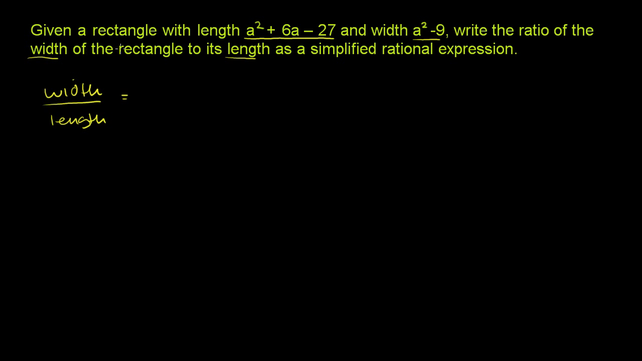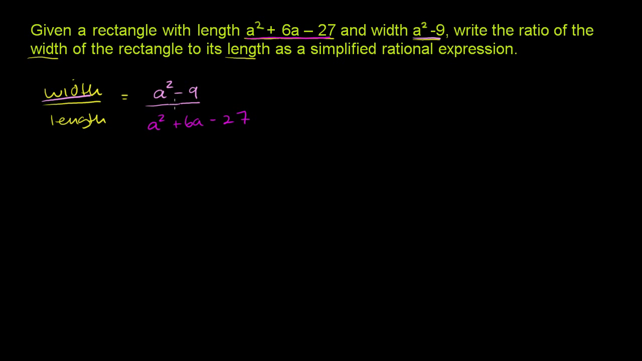The expression for the width of the rectangle is a squared minus 9. So the width, let me do it in this pink, is a squared minus 9. We want the ratio of that to the length, the ratio of the width of the rectangle to its length. The length is given right over there. It is a squared plus 6a minus 27. They want us to simplify this.